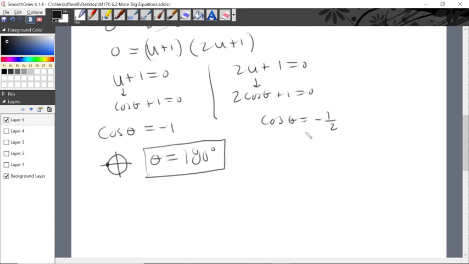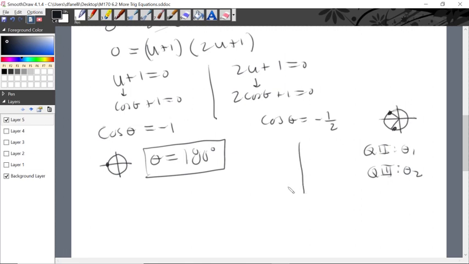For the other equation, cosine theta is equal to negative 1/2. Again, using the geometry of the unit circle, cosine, which is the x-coordinate, is negative in quadrant 2 and quadrant 3. So there's a quadrant 2 solution, let's call that theta 1. There's a quadrant 3 solution, and we'll call that theta 2. Both of those solutions have the same reference number associated with them.